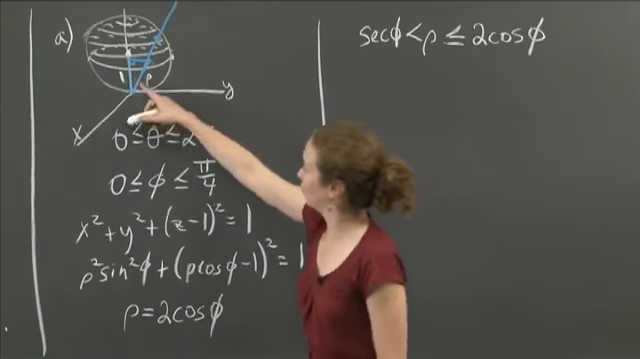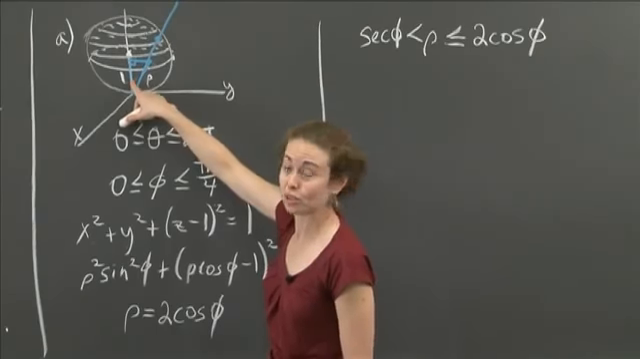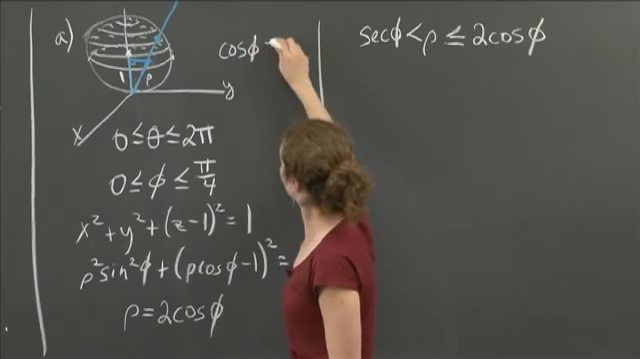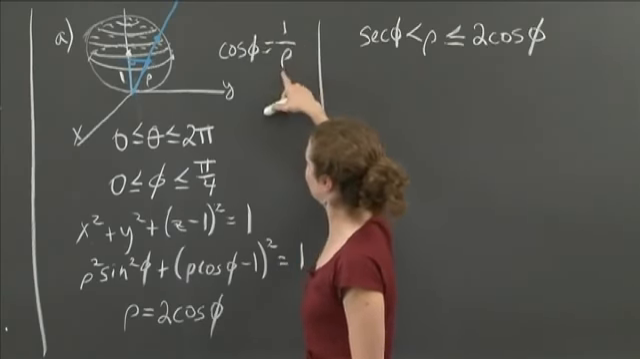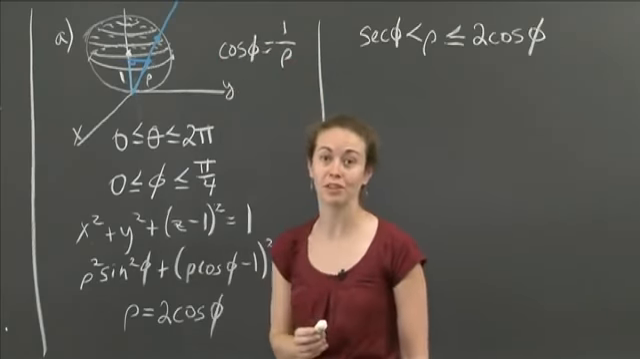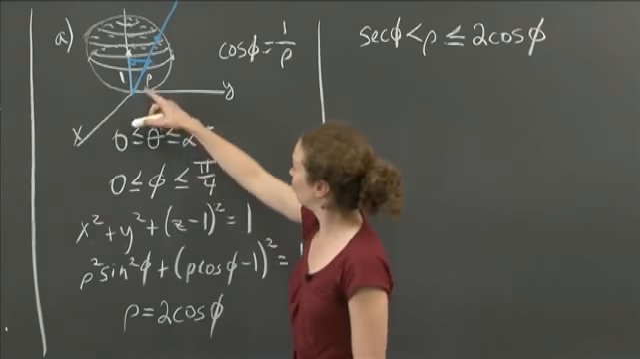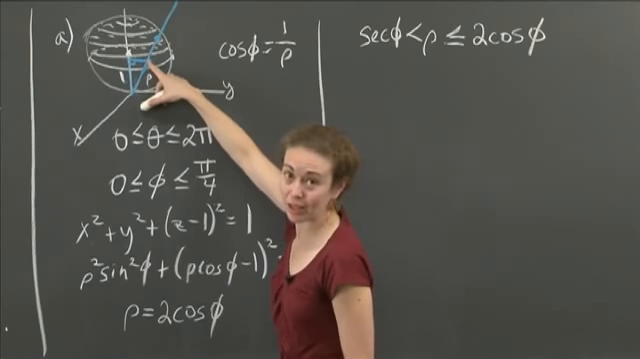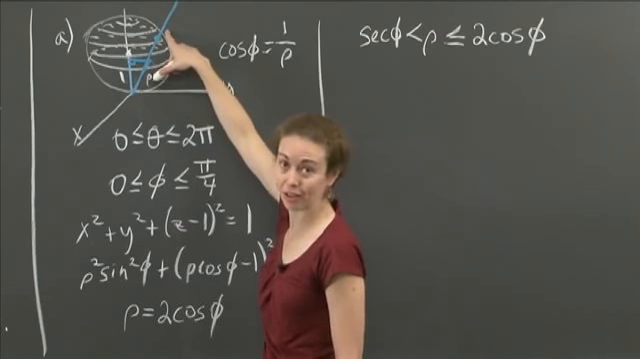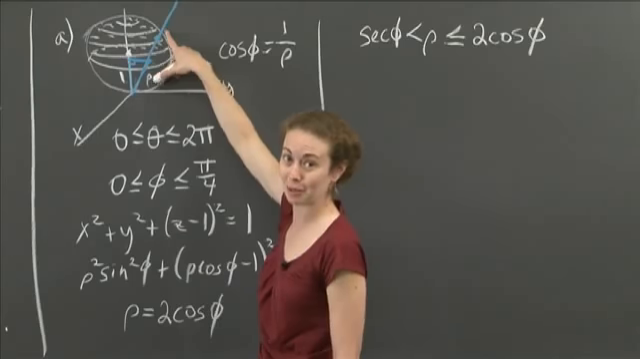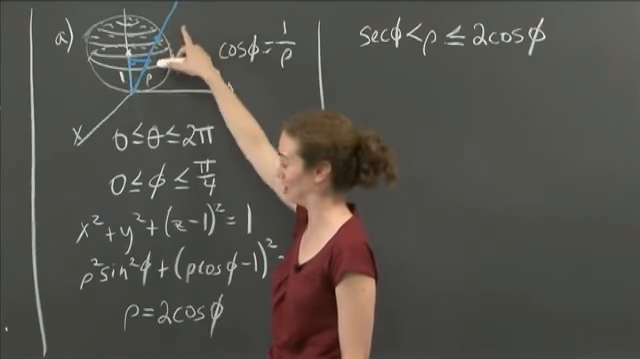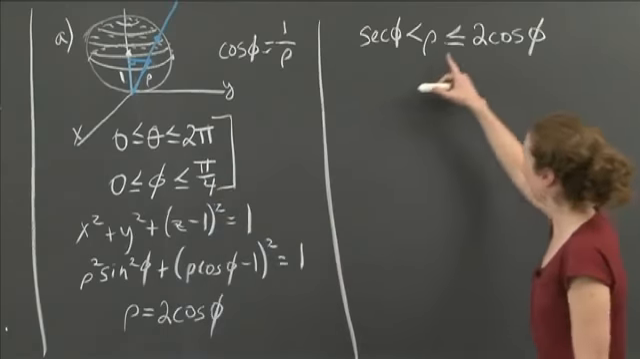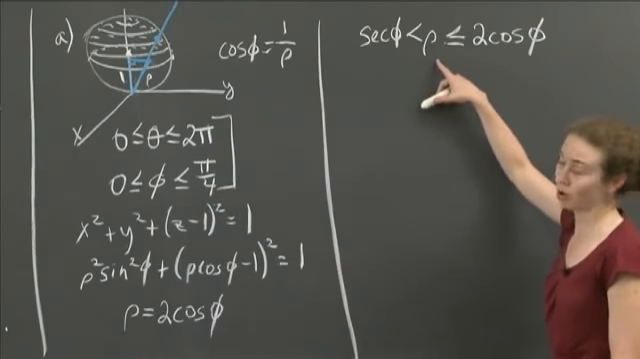Right, so let me double check and make sure I didn't make a geometry mistake here, just to be sure. This picture tells me that cosine phi is equal to 1 over rho. That's good. So rho is equal to 1 over cosine phi, so I get secant phi there. So my rho values start at the secant phi length, and they go to the 2 cosine phi length. I know I maybe am beating a dead horse here, but I want to make sure we understand where the rho values are coming from. So I actually have all the bounds I need now. I have the theta bounds, and I have the phi bounds and the rho bounds.